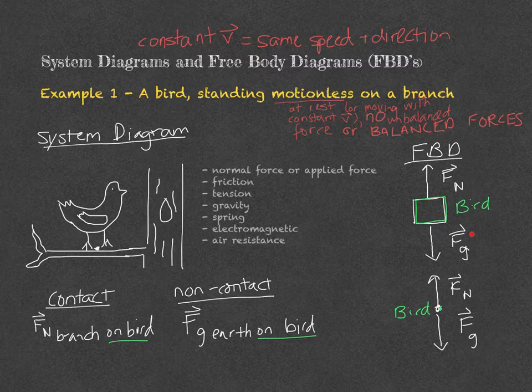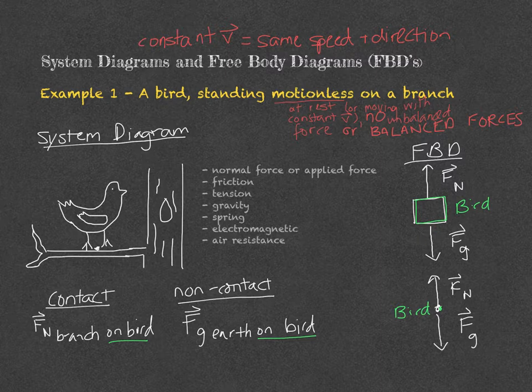So you can think of this like a tug of war. The force of gravity is pulling down, the normal force is pushing up, but because there's an equal push and pull, the bird is not going to move. It's going to stay motionless. And this is a key concept for this unit. When those forces are balanced, that object will not move.